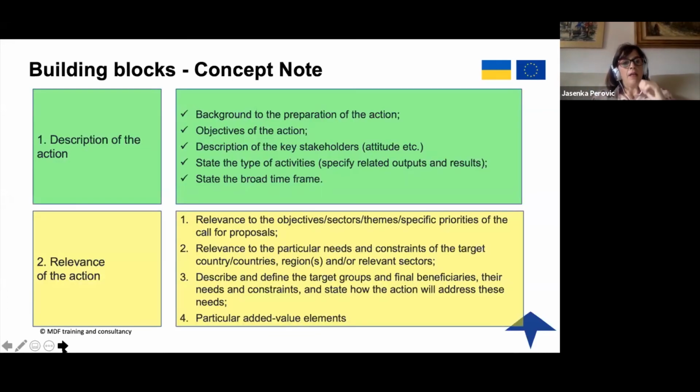Okay. Building blocks, just to remind you again. We've seen that the concept note has two main parts. The first one is the description of the action. The second one is the relevance. Again, each of these has specific points that you need to take into account while writing, for example, the description of the action. The same goes with the relevance. The relevance has subheadings. Please do not erase them, and please follow the instructions that are provided to you.